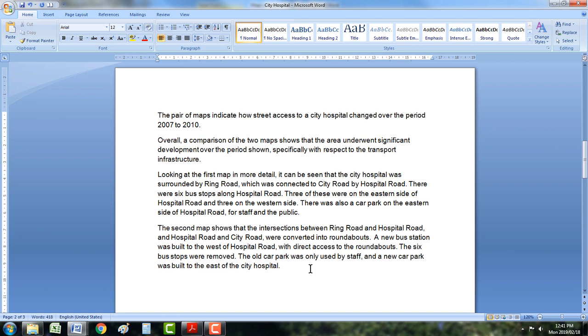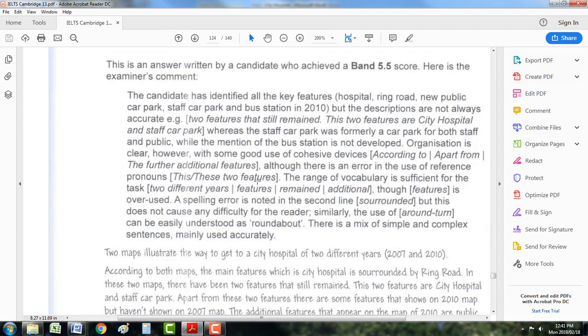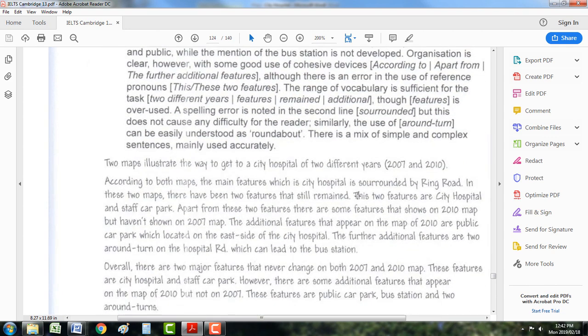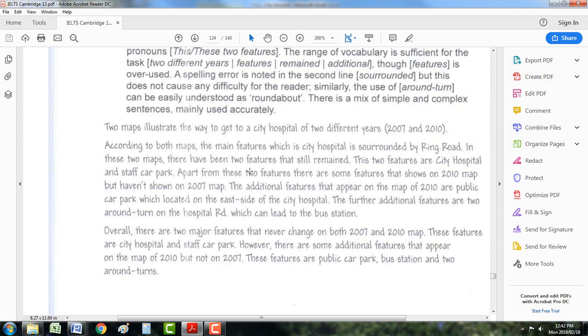But quickly, I want to take a look at the Cambridge book and see what they said about it. That's over here. So, let's see what the examiner said. The candidate identified all the key features: hospital, ring road, new car park, staff car park, bus station. Good. But the description's not always accurate. So 2 features that still remained. Ah, yes, he says the staff car park was formerly a car park for both staff, and he said that that car park stayed the same.